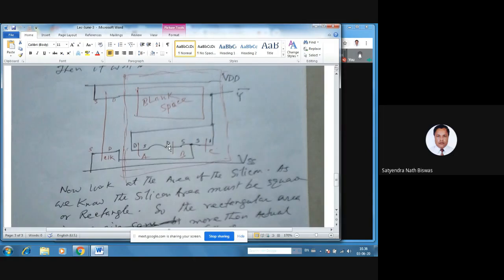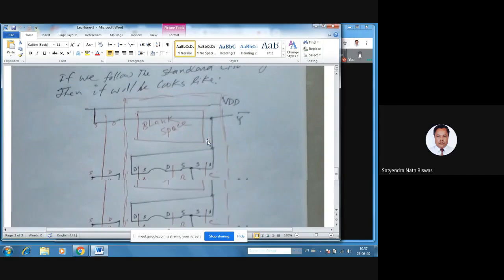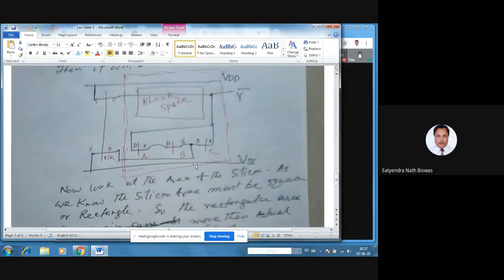The drain of the B will be connected to the source of A, and the drain of the A will be connected to the drain of the C and will go to the output. Right? So now look at here. In this diagram, we have 1, 2, 3, 4 NMOS in the bottom side. Right? You see the bottom side is 4 NMOS, but in the top side we have only 1 PMOS. Right? And you see the rest of the area. In this area there is nothing.